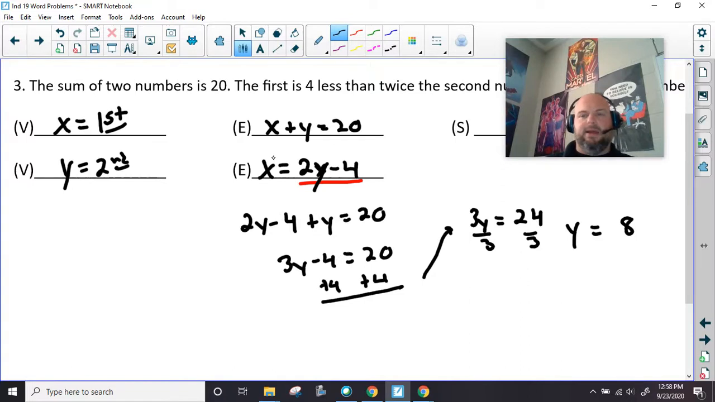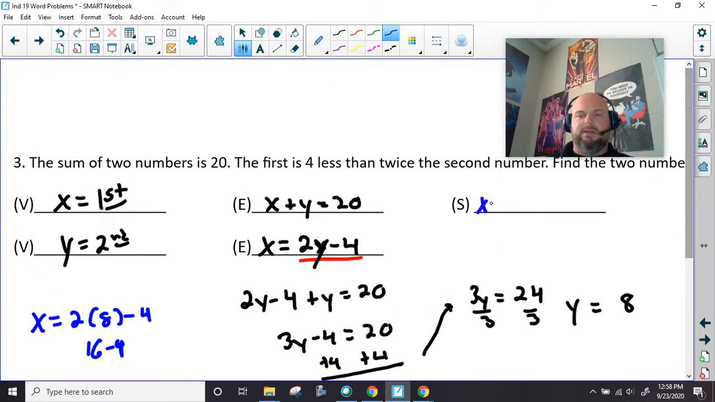Well, I could actually plug them in any of these. It's actually easier to plug them into this bottom one. X equals 2 times 8 minus 4. This is 16 minus 4. So x has to be 12. So x equals 12. Y equals 8.